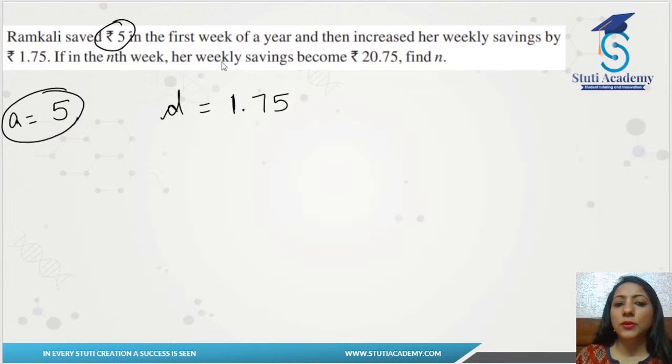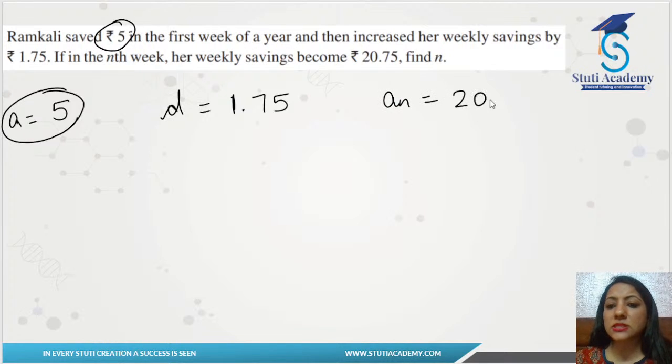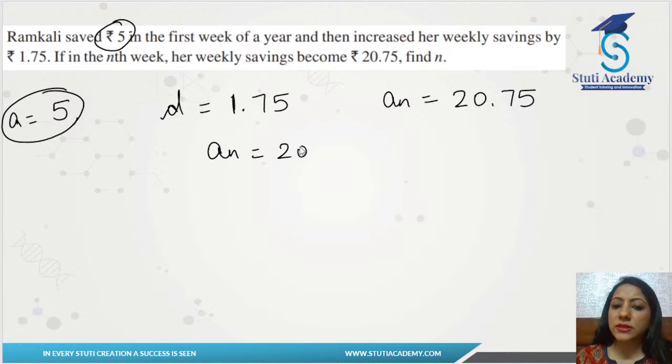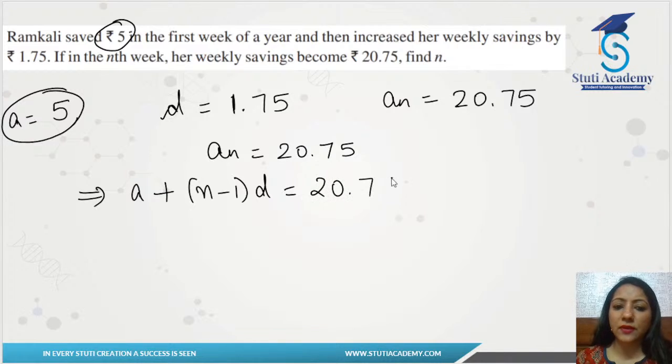If in the nth week her weekly savings become 20.75, that means the nth term of this AP will be 20.75. We have to solve for n here. So quite similar to what we did in the previous question. We have a_n as 20.75. We're going to write the nth term formula. We will get a plus (n minus 1) into d, that is 20.75. So we will replace this a by 5 and this d by 1.75.